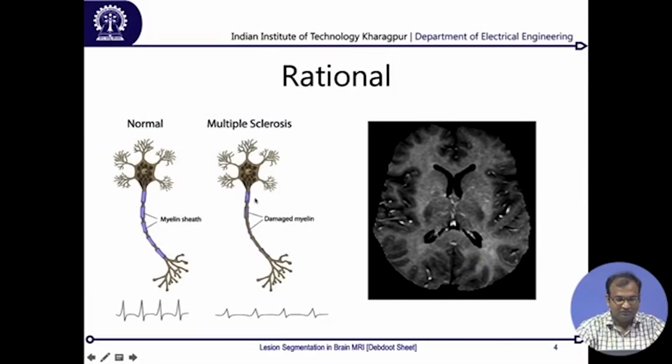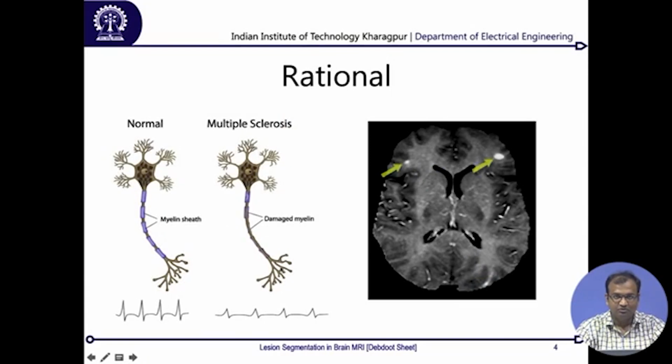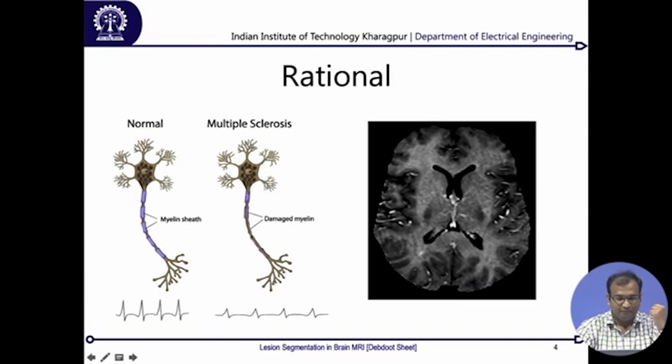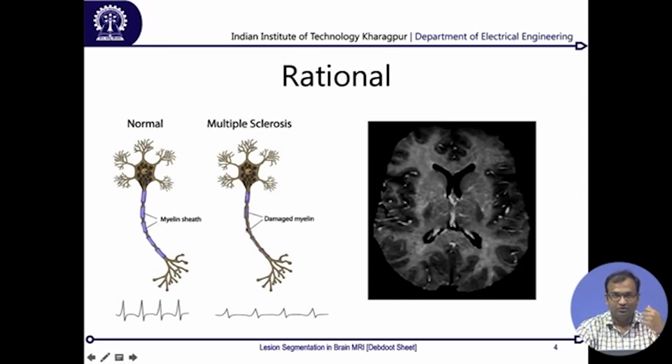Now multiple sclerosis is basically associated with damage being caused to these. The exact reason is still varied, but majorly it's a genetic disorder, and due to one of the genetic problems which gets carried down from generation to generation, it just happens.